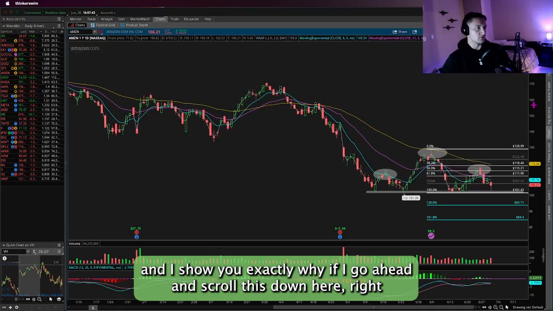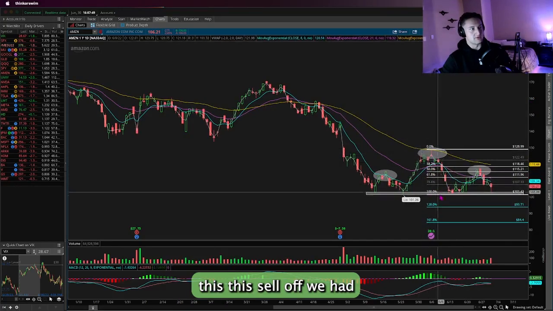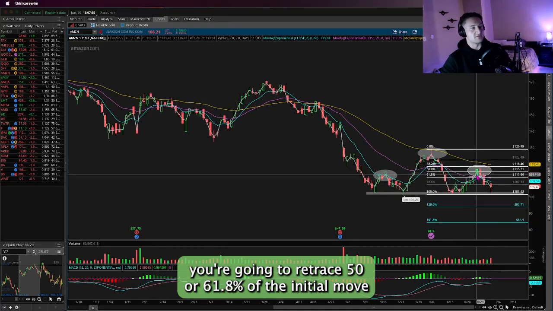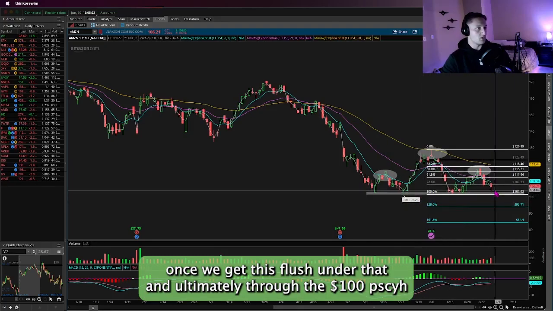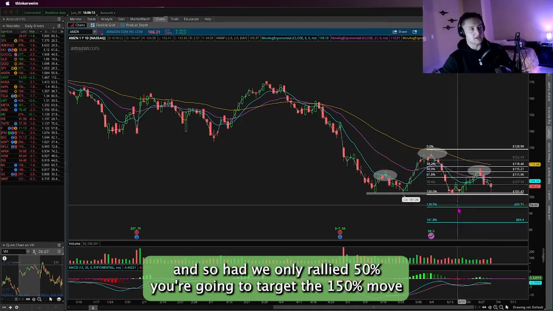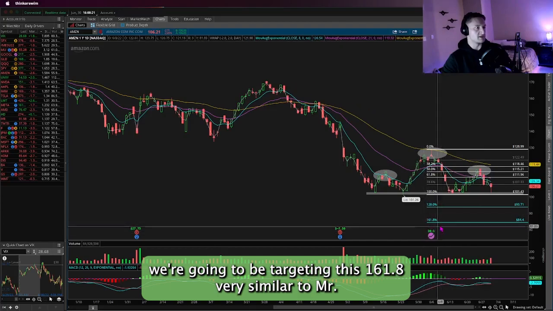If I go ahead and scroll this down here, the way these work is on any given trend, in this case, this sell-off we had recently before setting the right shoulder with our 618 retracement, you're going to retrace 50 or 61.8% of the initial move. Once the 100 breaks, in this case, this neckline at 101, 102, once we get this flush under that and ultimately through the $100 psych level, we're going to be targeting the 1618 extension. Had we only rallied 50%, you're going to target the 150% extension. Calling this the 61.8% retracement, we're going to be targeting this 161.8.